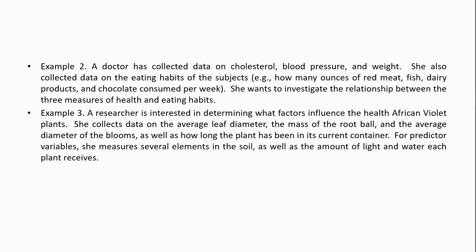Suppose a doctor has collected data on the cholesterol, blood pressure, and weight of a patient, and also about their eating habits. If she wants to determine the relationship between these three measures, that is cholesterol, blood pressure, and weight, and the eating habits, she has to go for multivariate regression. Similarly, the third example, you can read it. It is based on the same thing, that you have more than one outcome variable.